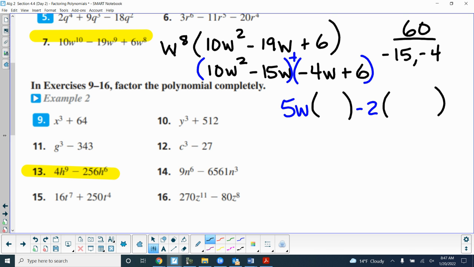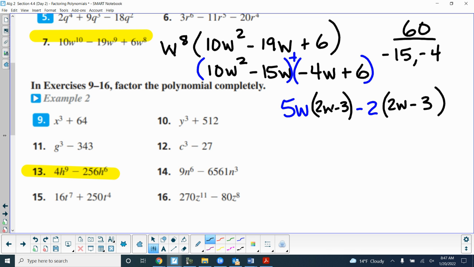What's 10w squared divided by 5w? 2w, right? What's negative 15w divided by 5w? Negative 3, right? What's negative 4w divided by negative 2? 2w, right? What's 6 divided by negative 2? Negative 3. Are the black binomials the same? Yeah. And then that's one factor.